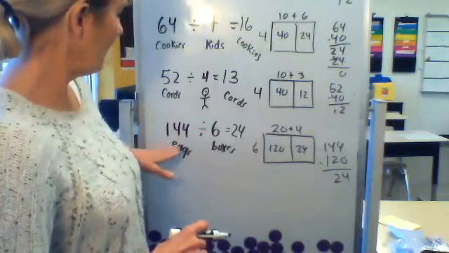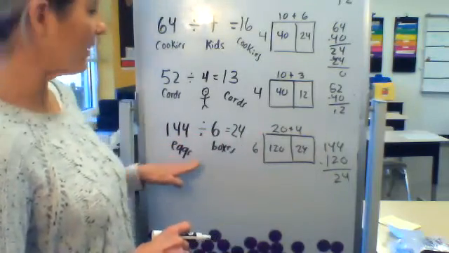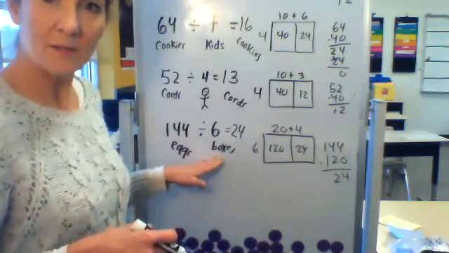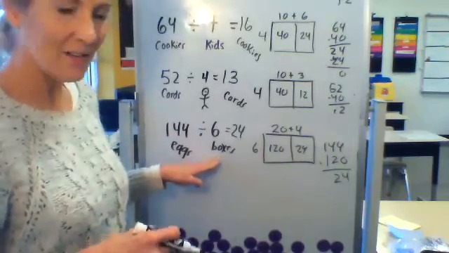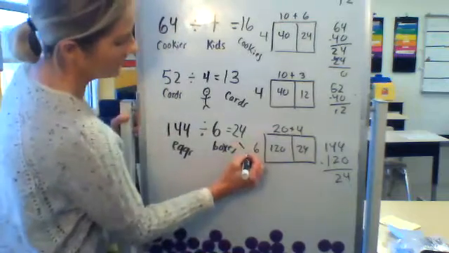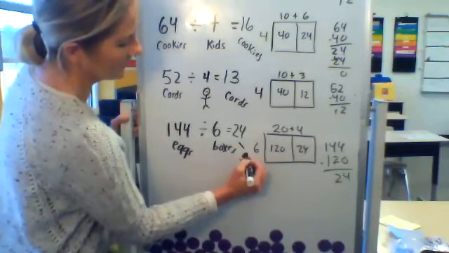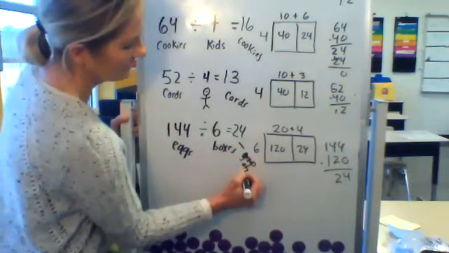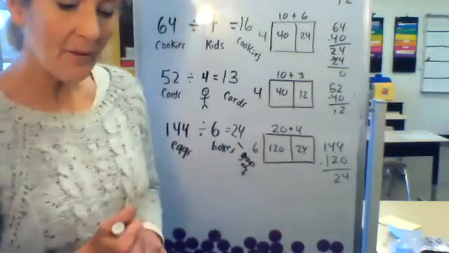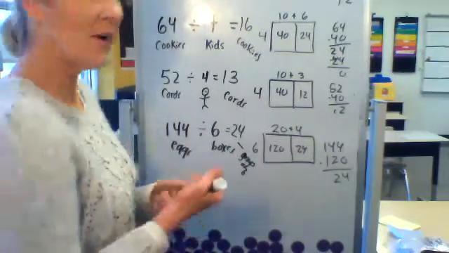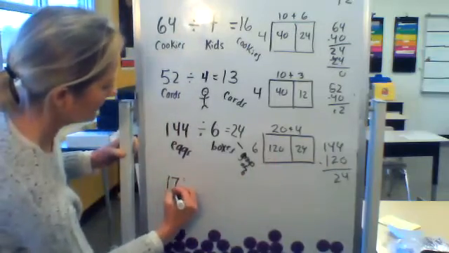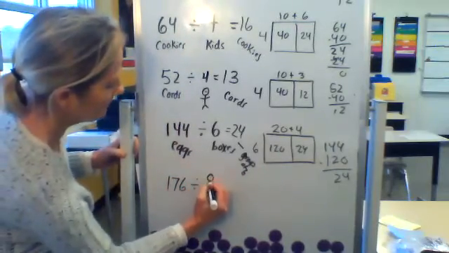In this one, we've got the dividend, the whole amount we start with. Are the boxes the numbers in a group or the number of groups? In a group, right? They have 6 in each group, and they're going to have 24 boxes or groups of eggs, groups of 6 eggs. So perfect. All right, last one, 176 pencils divided into packs of 8. 176 divided by 8.